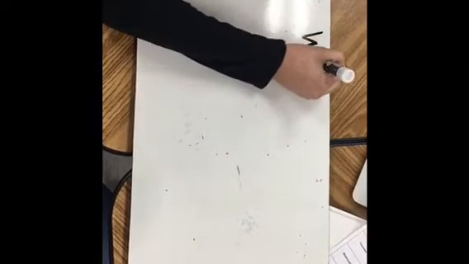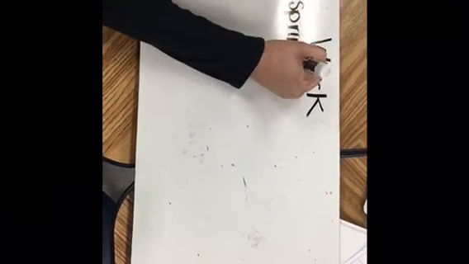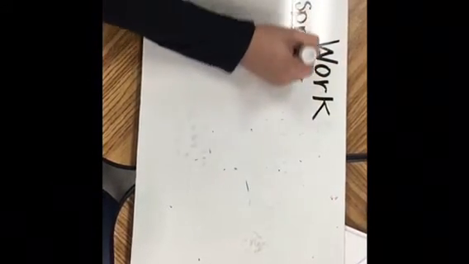Work. For work to be done, a force must be a push or a pull, and the object must move over a distance. If both do not occur, then work is not being done.